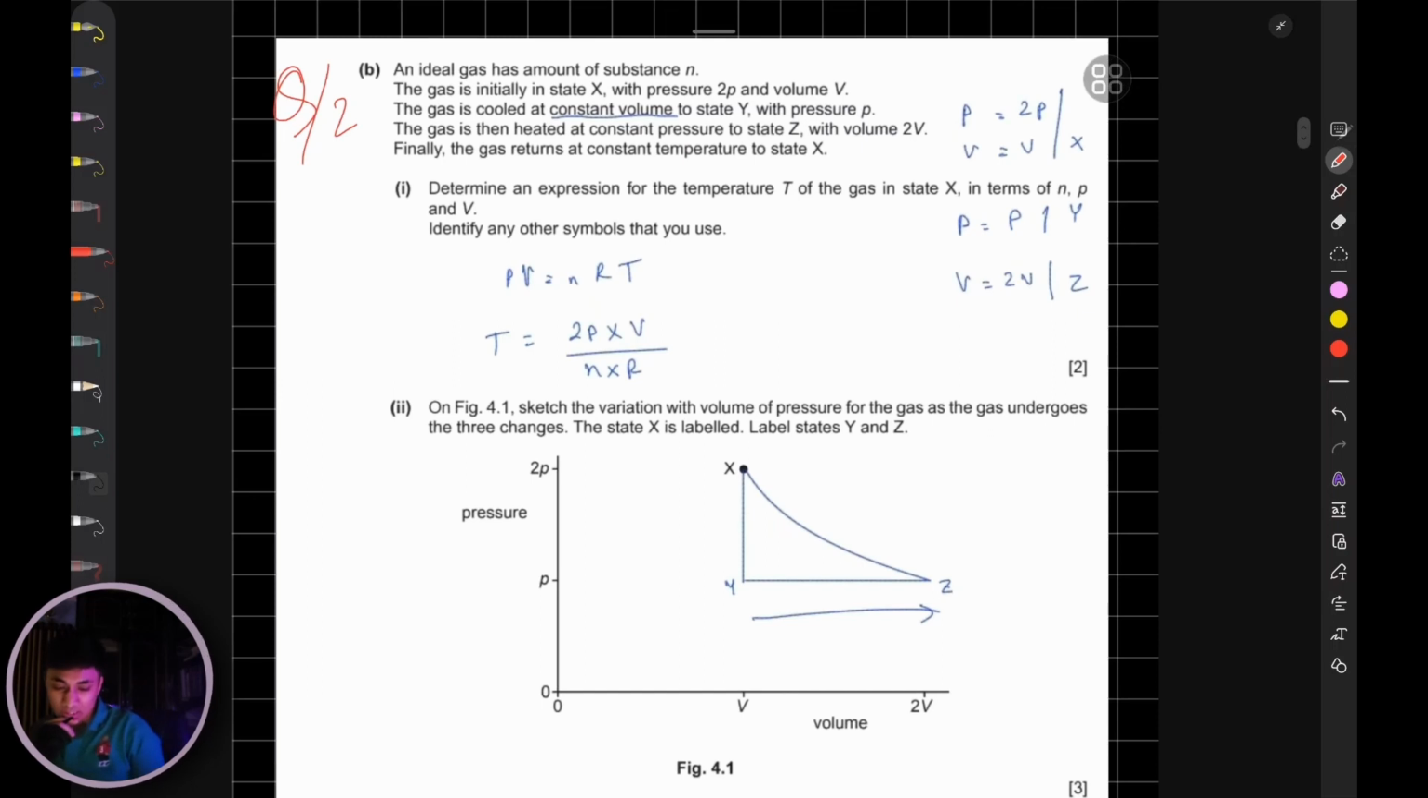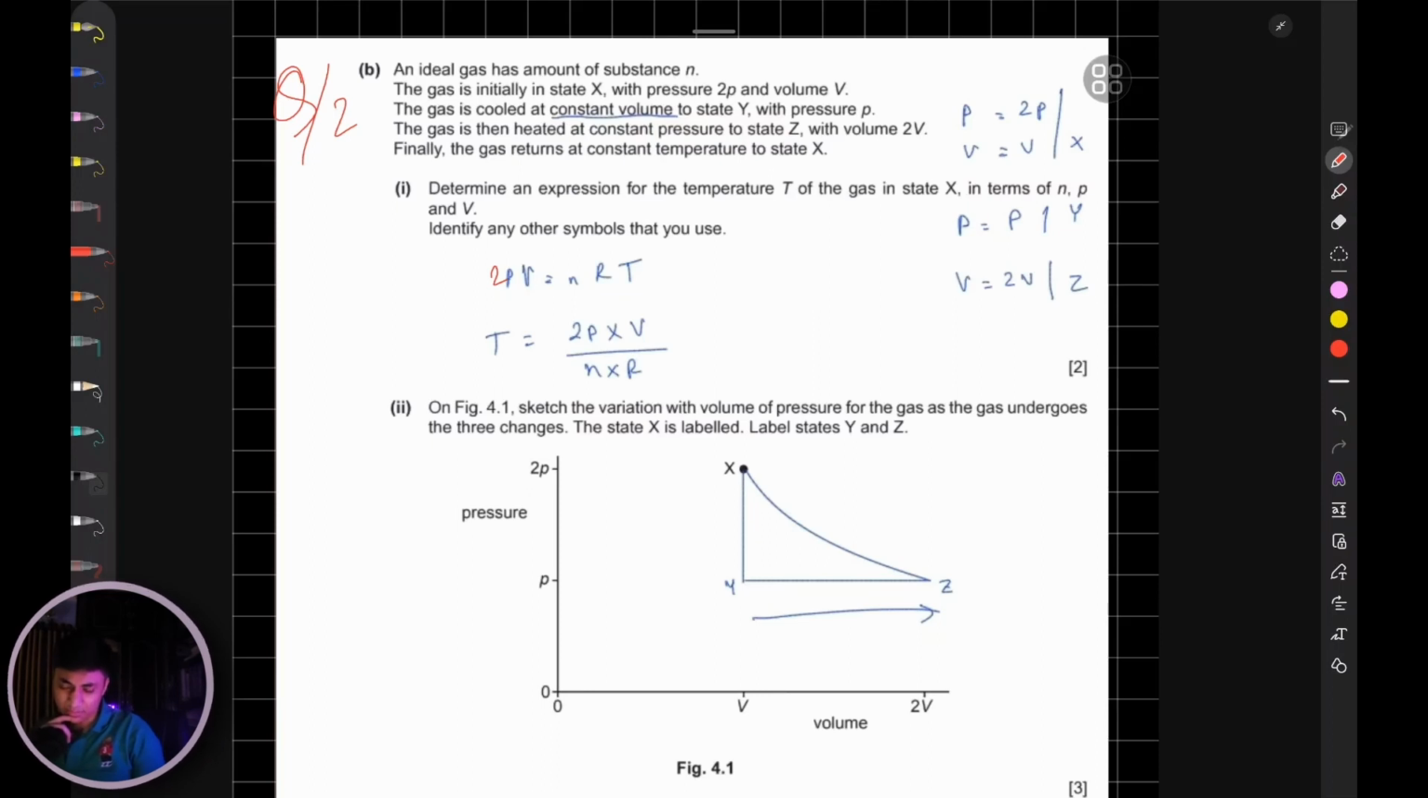Okay. Part 1. Determine an expression for the temperature of the gas in state X in terms of n, P, and V. Identify any other symbol that you use. You know the formula, PV equals nRT. So plug in the variables over there. That is, your pressure is 2P, volume is V.